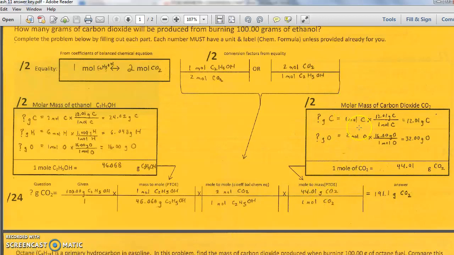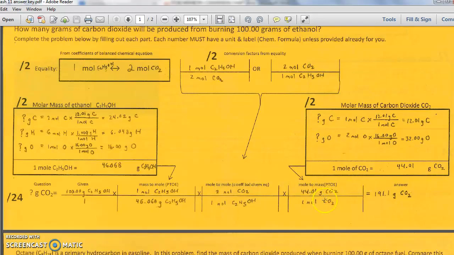So I need to add up the molar mass of the CO2. There's 1 mole of C in there at 12.01. There's 2 moles of O in there at 16 each for 32. 12.01 and 32 is 44.01. The mass goes on top. The 44.01 goes on top. The moles go on the bottom. Why is that? Because this is moles of CO2. I need it to cancel with moles of CO2. I need that label to factor out. We're using dimensional analysis, factor label method.